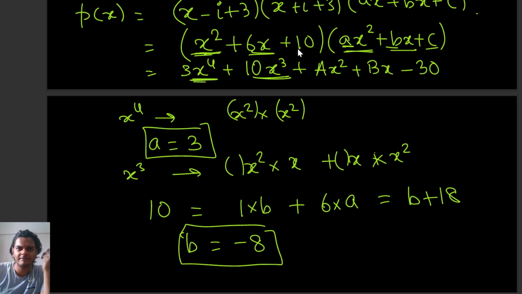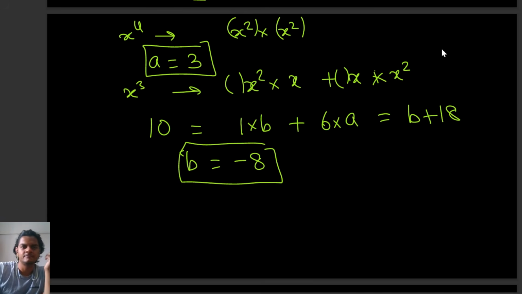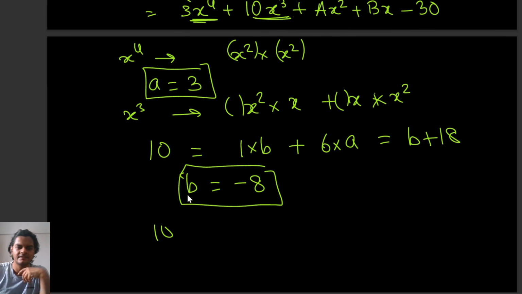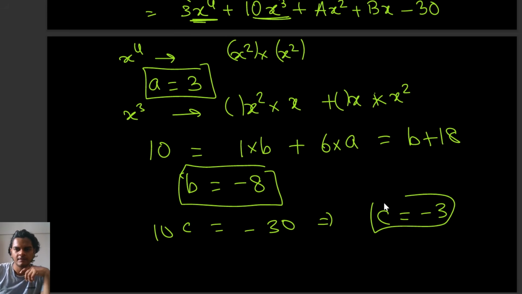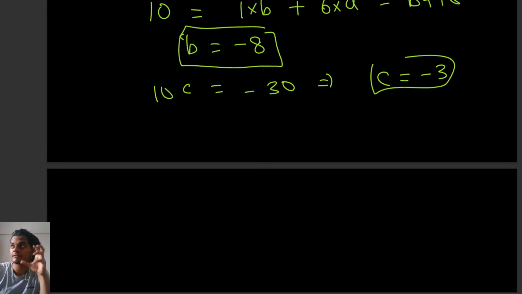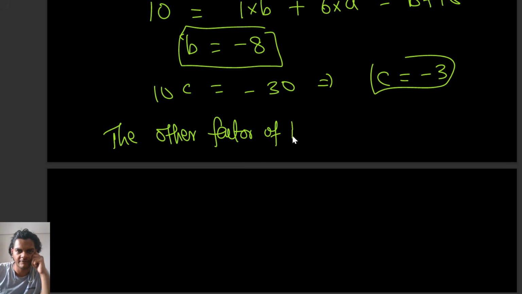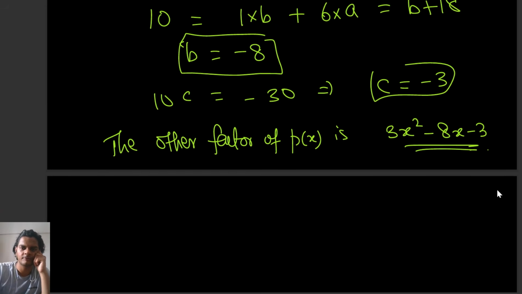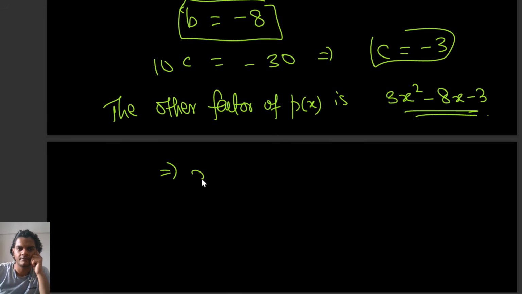C, how do we find? I mean, just multiply the constant terms. So what was it? 10c is equal to minus 30. 10c equals minus 30, that would mean c is minus 3. So the other factor of p of x is 3x square minus 8x minus 3, right? So what are the roots? Other roots.